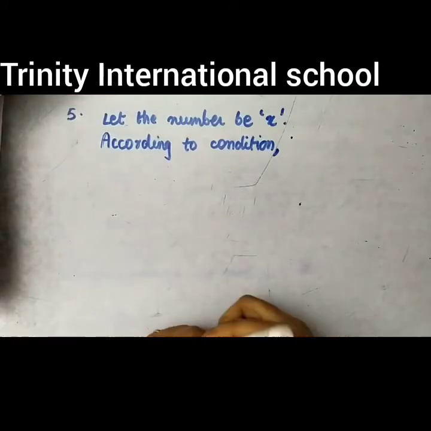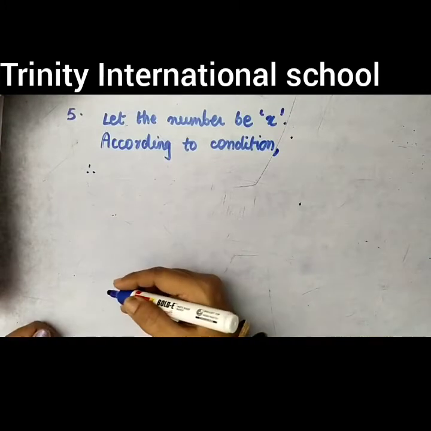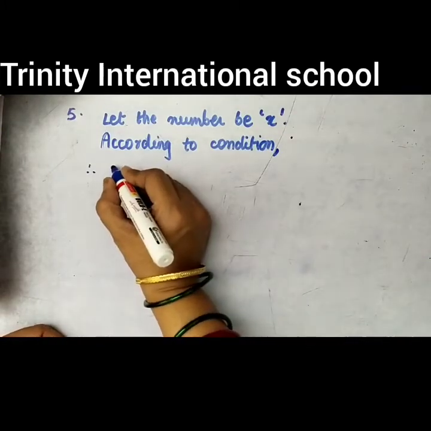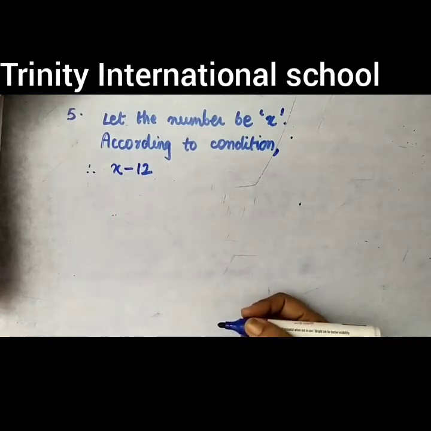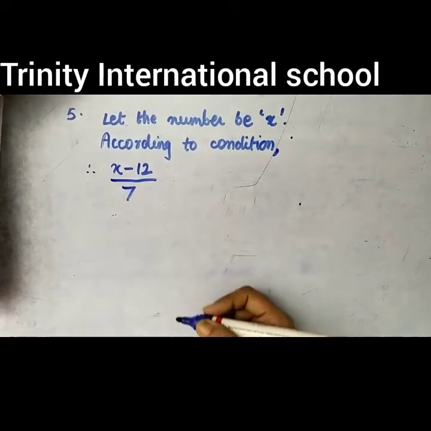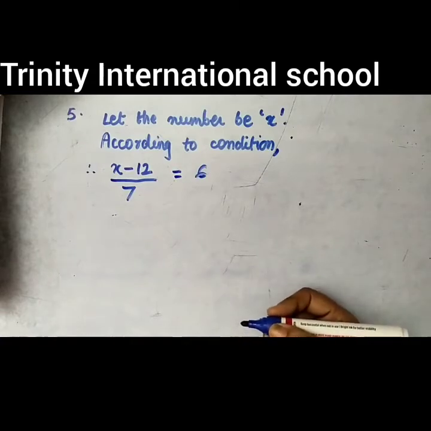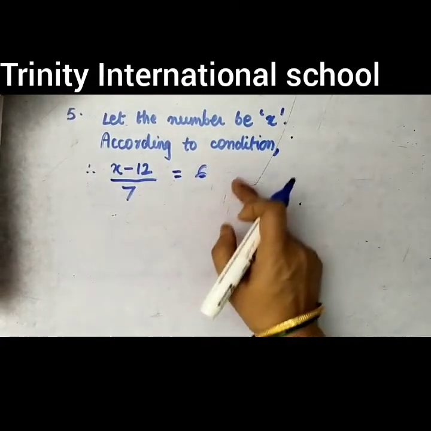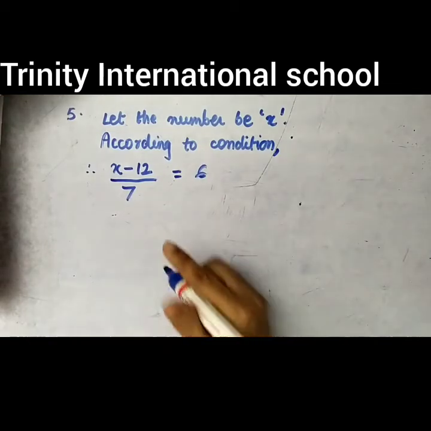Now question number 5, let the number be x. According to the condition, Raman subtracts 12 from the number and divides the difference by 7. So this is the difference, and he is dividing the difference by 7 and getting the quotient 6. So this is the equation you are going to get.